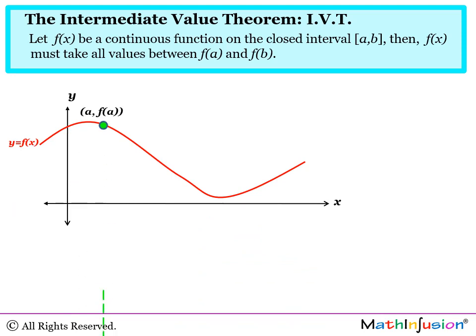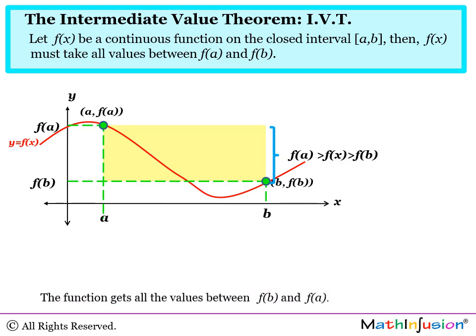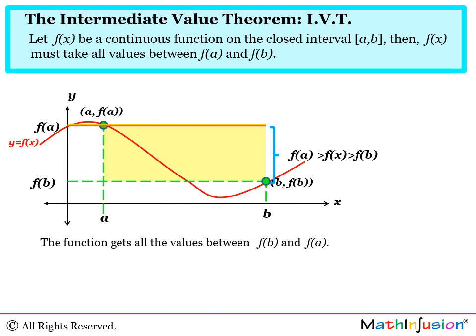Here's one point, A, f(a) as before, and here is B, f(b) as before. And here are all the values between f(a) and f(b). And as you can see, this function that was just an arbitrary continuous function really attained all the values between f(a) and f(b). If you don't believe me, let's check. Every time that a function gets a value between f(a) and f(b), it's going to cross this line.